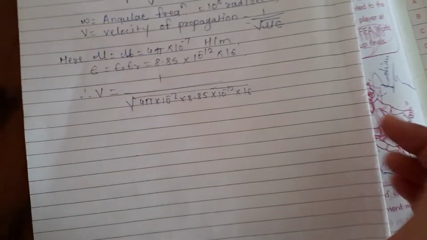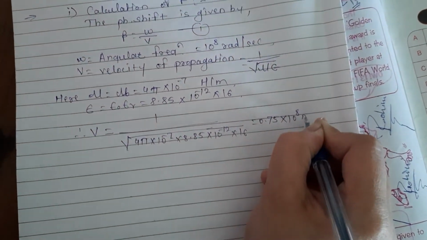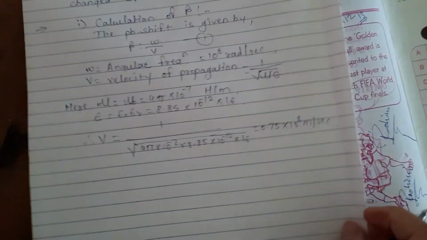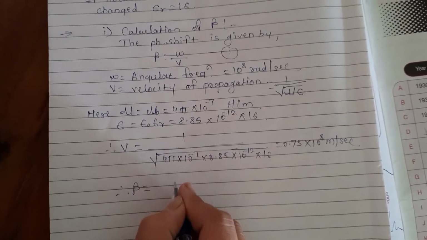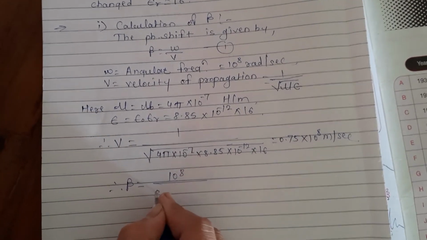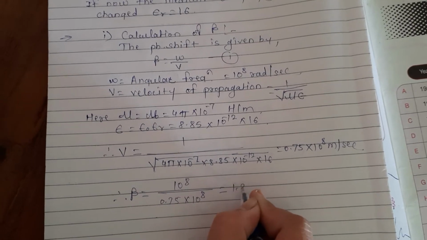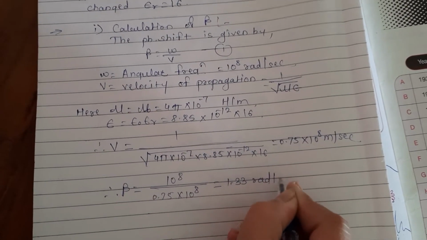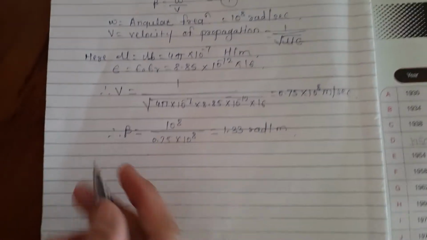So this answer is 0.75 into 10 raised to 8 meter per second. This is the velocity of propagation. So by using this value we can find the beta. Beta is 10 raised to 8 by 0.75 into 10 raised to 8. So it is 1.33 radian per meter. This is the phase shift beta.